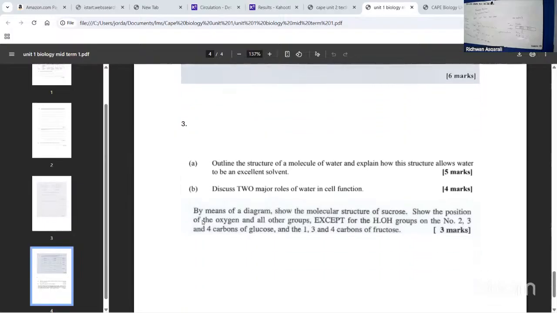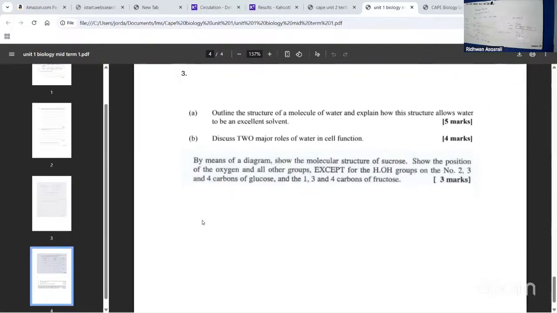And the last one, they want us to show the molecular structure of sucrose and show the position of oxygen and the other groups. You don't have to give too much detail, just show the structure. So sucrose, what is sucrose made up of? Glucose and fructose. So you just have to draw the glucose and the fructose. Remember your oxygen up here, and you have your CH2OH up here. Again, your diagrams will be neater. And it's added to fructose.